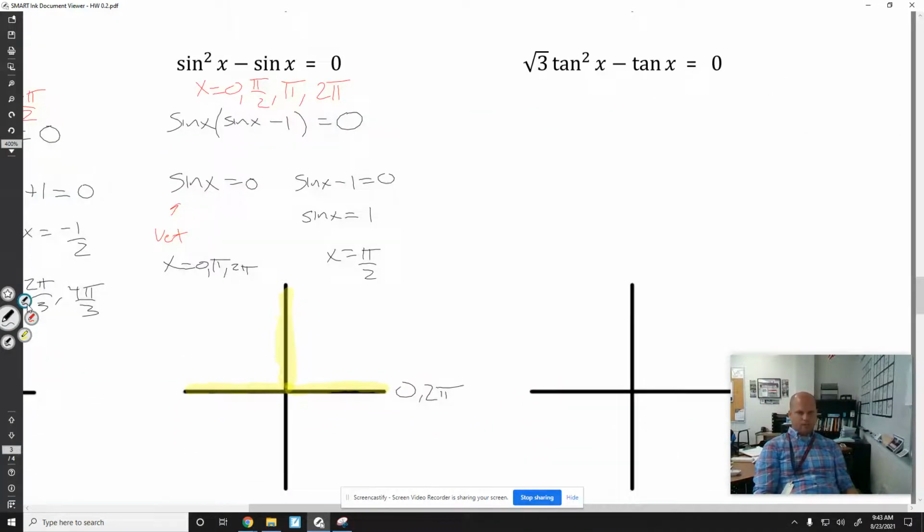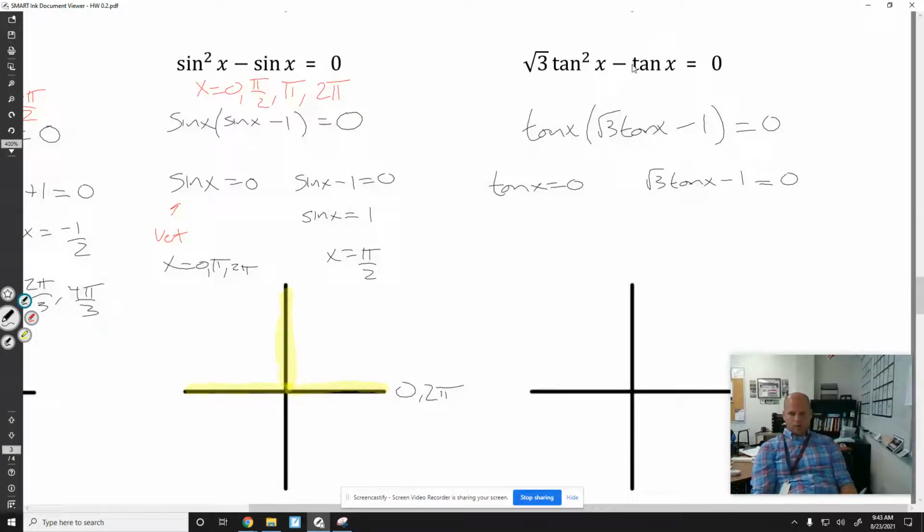This is fun. Factor out a tangent. What do we have left over? A root 3 tangent and a 1. Okay, so two solutions. One is tangent equal to 0. We'll have to think about that. And one is root 3 tangent minus 1 equal to 0. Okay, tangent. Opposite over adjacent. Vertical over horizontal.